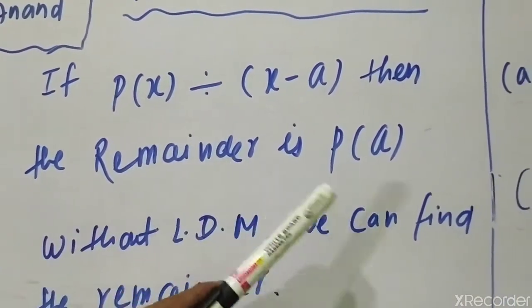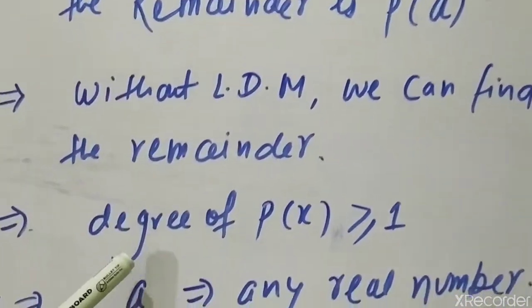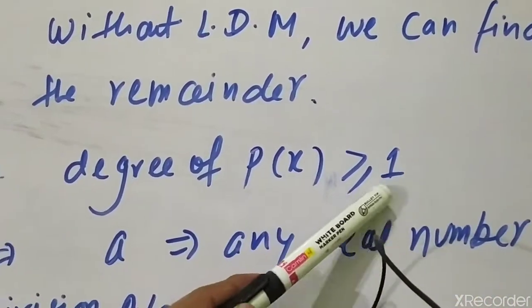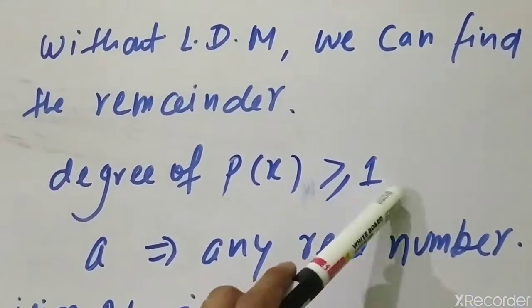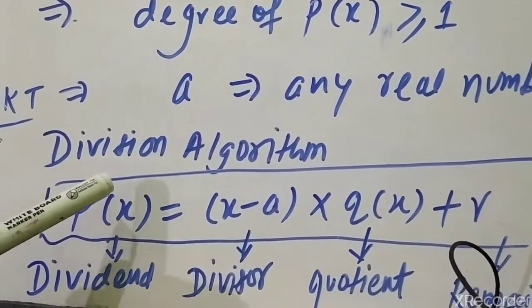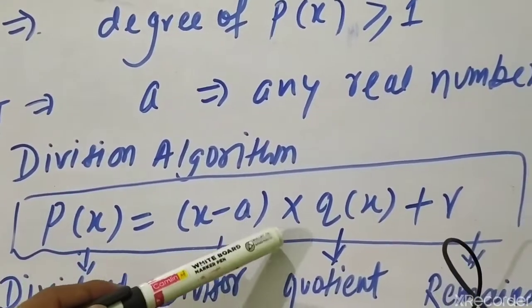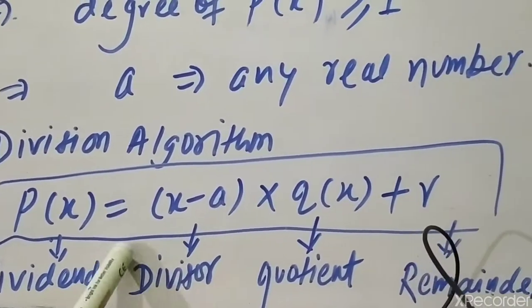So the value of the polynomial after substituting is the remainder. The degree of p of x should be greater than or equal to 1, either 1 or more. A is any real number, and the division algorithm is p of x equals x minus a into q of x plus r. That is dividend, divisor, quotient plus remainder.